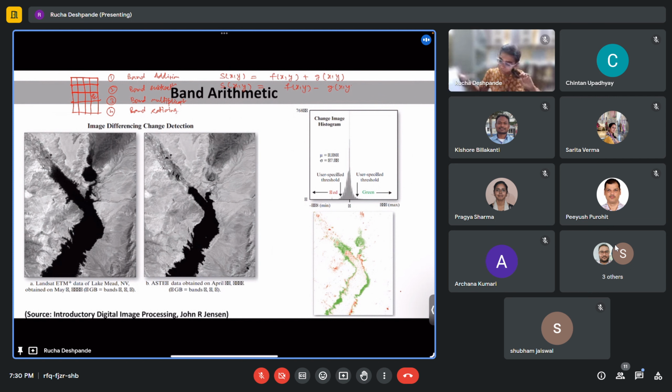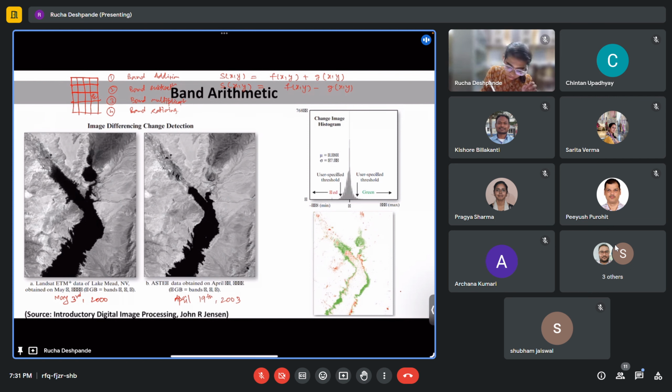This is an example of change detection using image differencing. So these are two different images. The first image was taken on May 3rd, 2000. This image was taken on April 19th, 2003. So these are the two images from two different time periods. And here we can clearly see that there has been a change throughout this time.